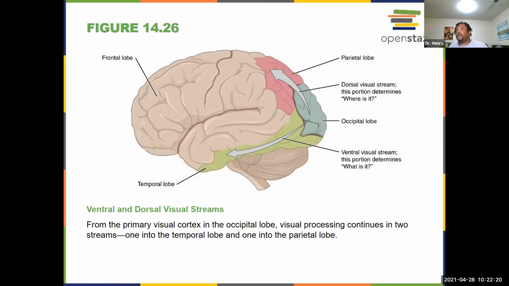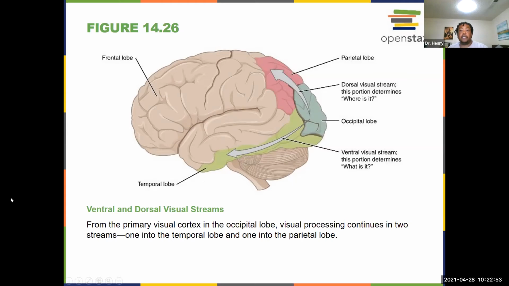And so if we're having trouble determining where it is, in terms of distance and things like that, we may be having some issues with the dorsal component of our brain, the "where" pathway. And if we're having trouble making out what it is, we know that is probably dealing with the ventral part of our brain.